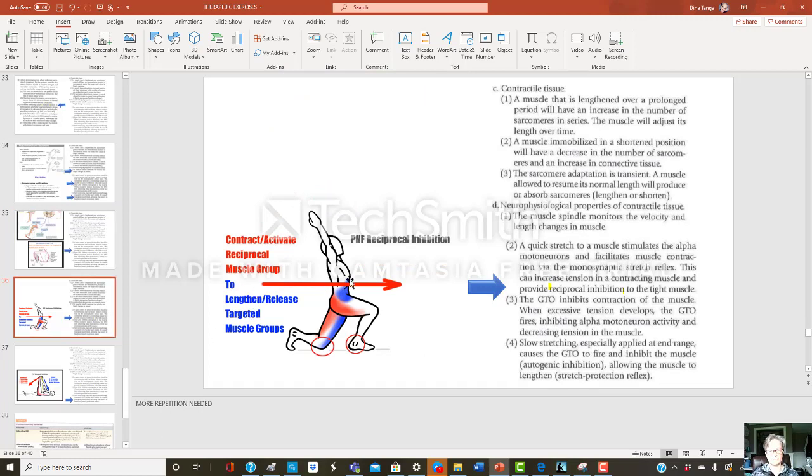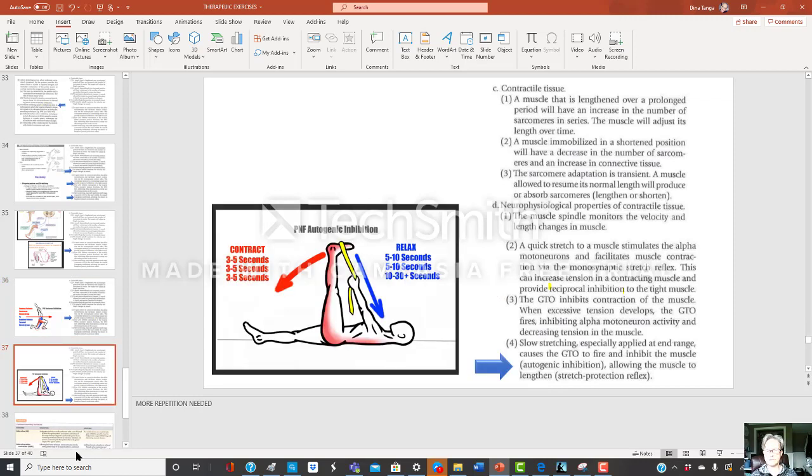Here's another picture of reciprocal inhibition. Contract, activate reciprocal muscle group to lengthen, release the target muscle group. So you're actively contracting the quads so you can lengthen and release the hamstrings.